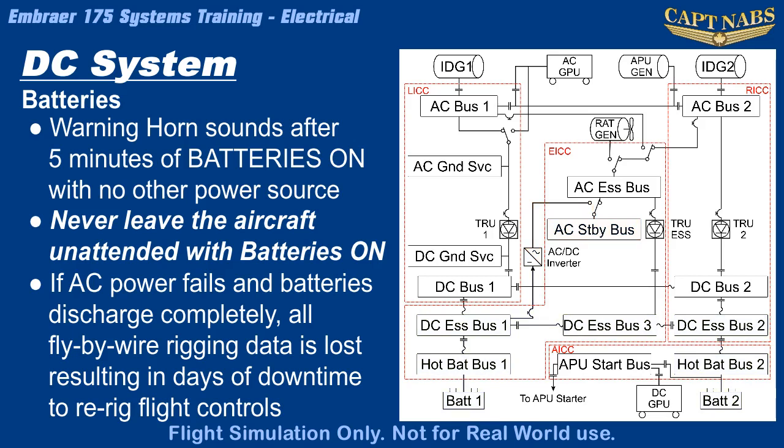The batteries, even when off, provide a very small electrical current through the hot battery bus to numerous systems, including flight control rigging computers. Should power fail completely to these computers, many critical memory settings are lost, requiring not only battery replacement, but extensive re-rigging of all the flight control systems and computers, and potentially days of aircraft downtime.